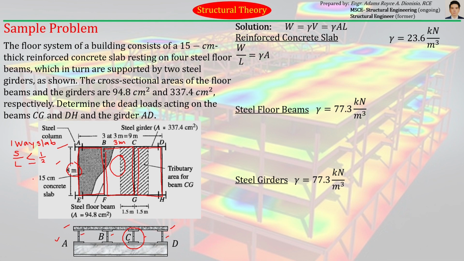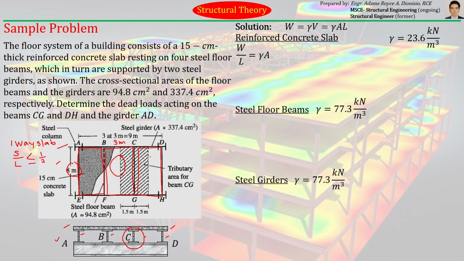So when the ratio of the shorter dimension to the longer dimension is less than or equal to 1/2, it is considered a one-way slab. So according to the tributary method, pag one-way slab daw siya, yung load being supported by the slab are being transferred equally to the two longer sides nung slab.